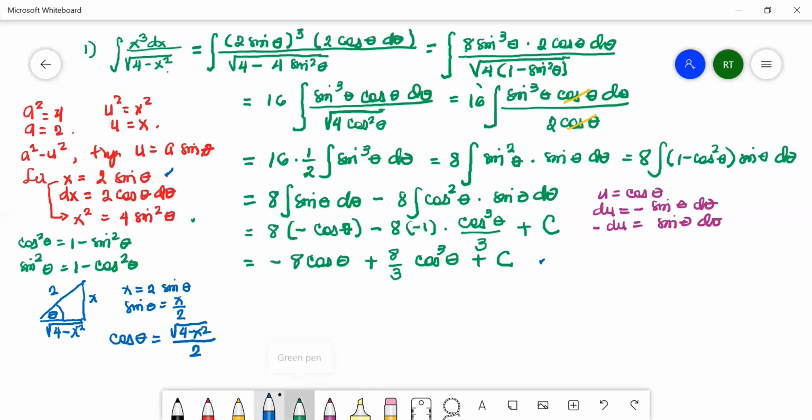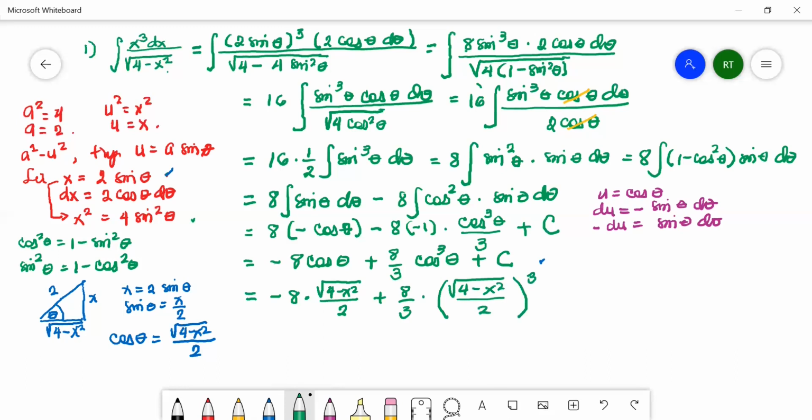So substituting back the original variable will give us negative 8. Now, cosine of theta is square root of 4 minus x squared over 2, so we have to multiply this by square root of 4 minus x squared over 2. Then plus 8 over 3. Again, we have cosine of theta is square root of 4 minus x squared over 2, and we need to raise this to the third power plus the constant of integration.